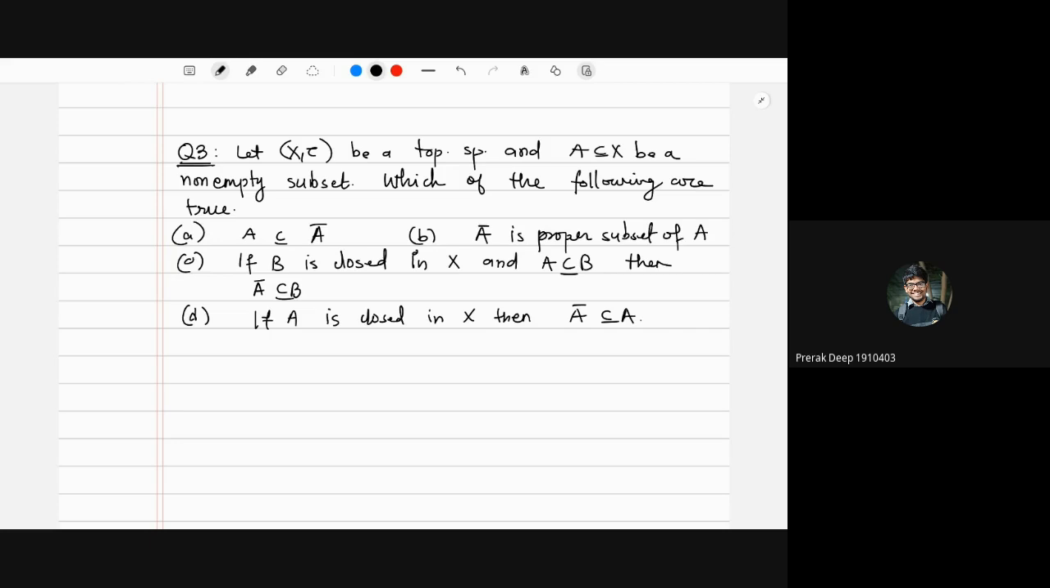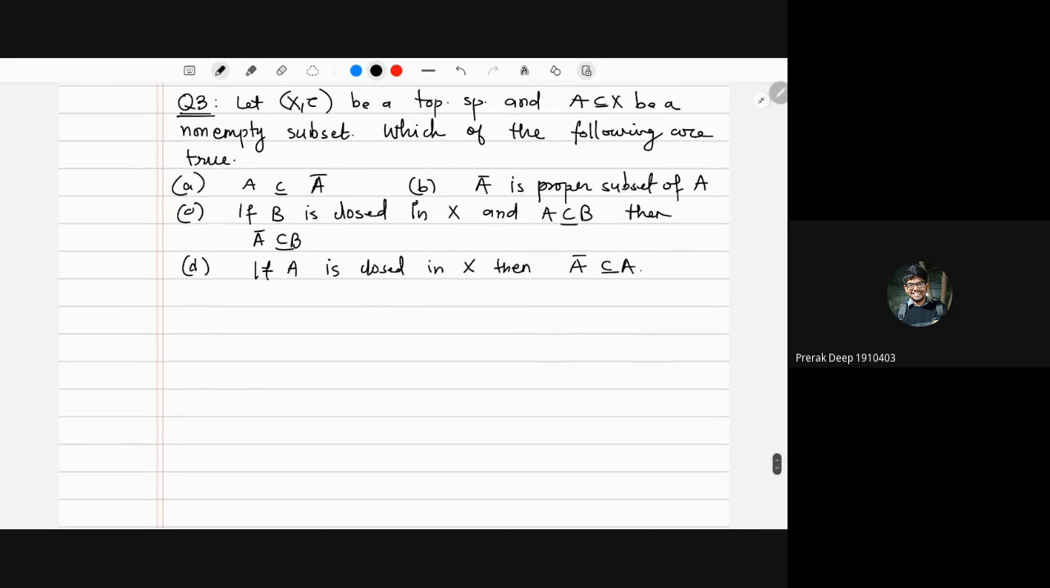Okay, now let's see the solution. A and D, that's what your guess is. Actually, A, C, D are the correct answer. Only B is the wrong answer. So option A is trivial, because A is already a subset of A closure by the definition of A closure.